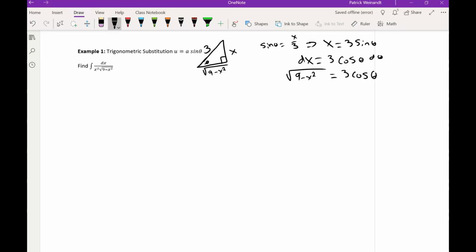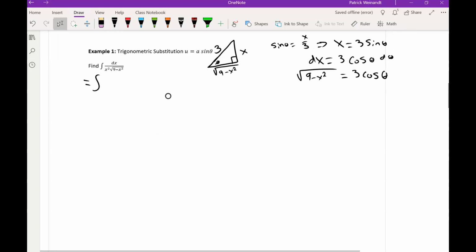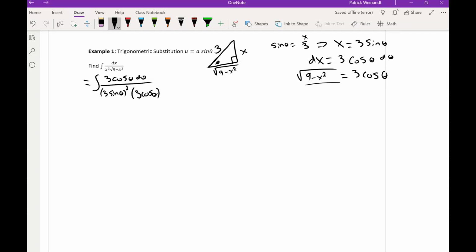We know that the integral of dx over x squared times the square root of 9 minus x squared equals, this is the same as if we were to substitute in those trig values. This is the same as, well, dx is 3 cosine theta d theta over x squared, and keep in mind that x is 3 sine theta, so this is 3 sine theta squared times, well, 9 minus x squared, we know that that right here is going to be equal to 3 cosine theta.